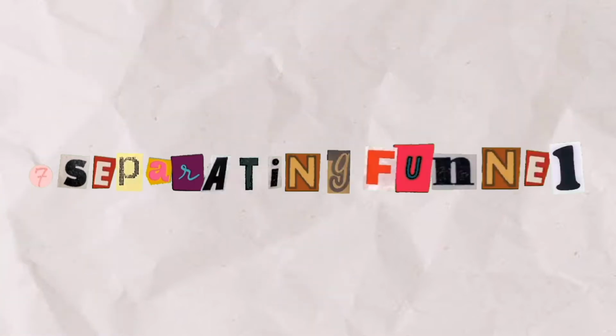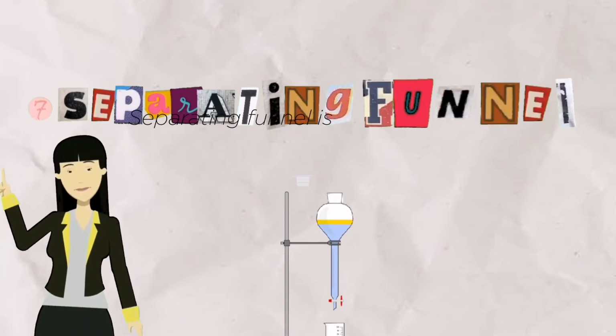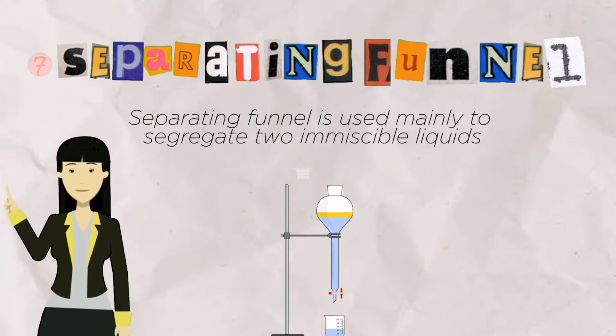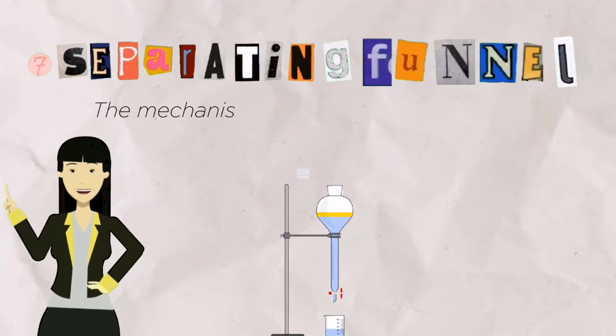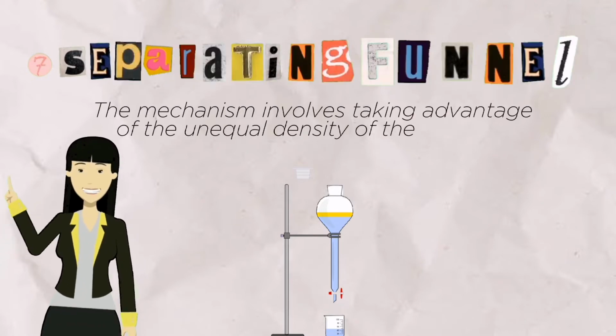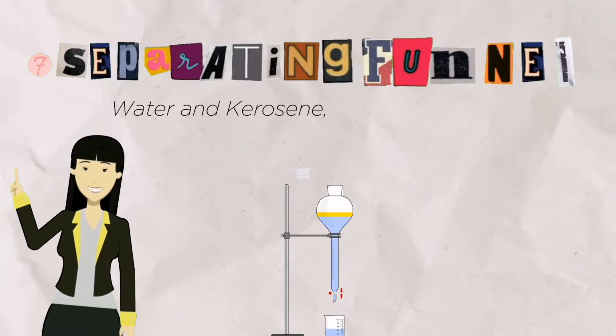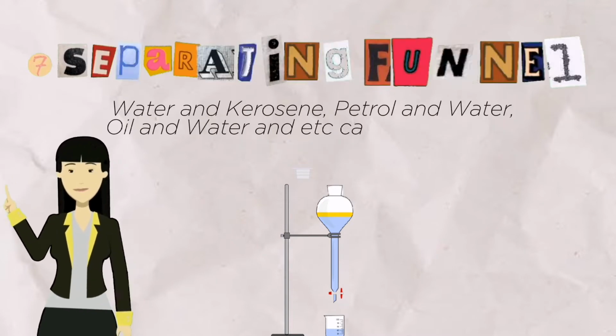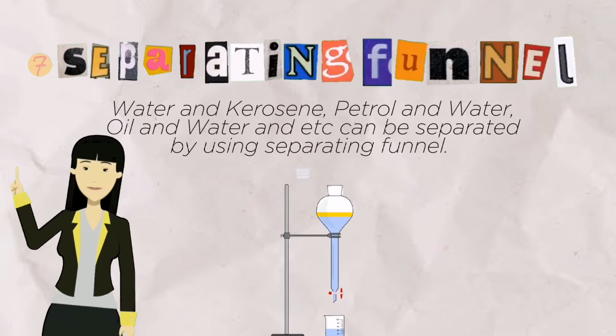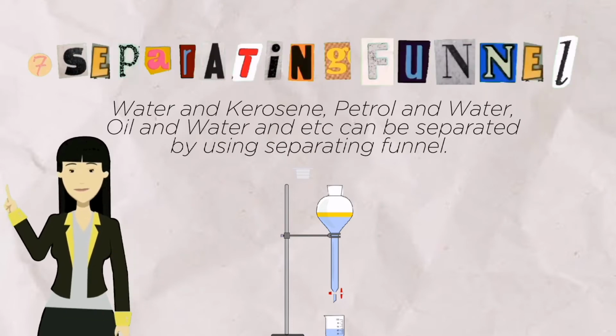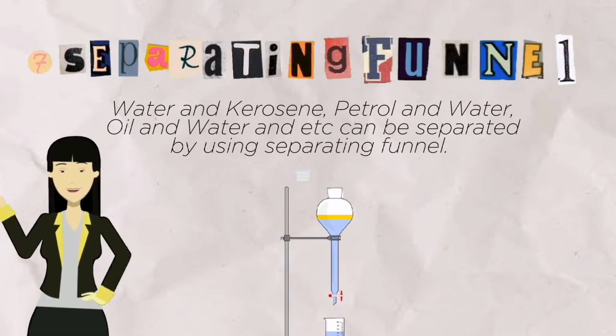Next is the separating funnel. Separating funnels are used to separate two immiscible liquids. The mechanism involves taking advantage of the unequal density of the liquids in the mixture. For example, water and kerosene, petrol and water, oil and water, and so on, can be separated by using a separating funnel.